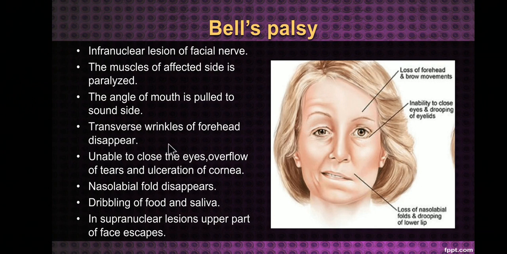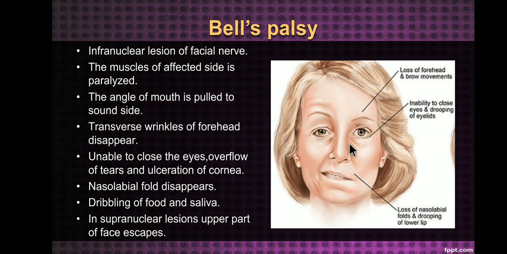So the angle is actually pulled to the sound side. Don't think this side is the paralyzed side. Actually it is this side. Why is the angle pulled to the sound side? Because of the unopposed action of the muscles on that side. This side, since it is not counteracting, these sound side muscles become unopposed. The angle of the mouth is pulled to the sound side.